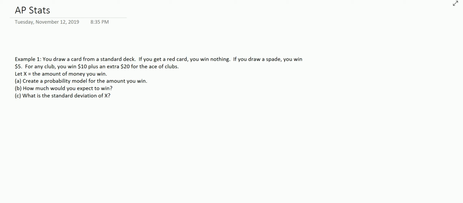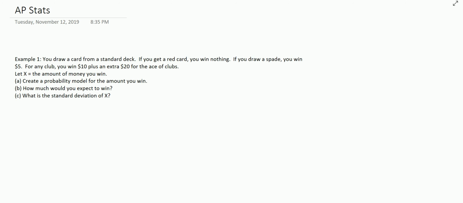In our example, this is going to be the first type of discrete random variable, which is what I call create your own. It says you draw a card from a standard deck. If you get a red card, you win nothing. If you draw a spade, you win $5, and for any club, you win $10 plus an extra $20 for the ace of clubs. Let X equal the amount of money you win. So part A, create a probability model for the amount that you do win. So let's start with that.